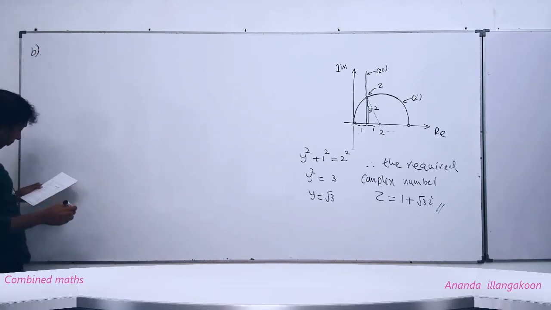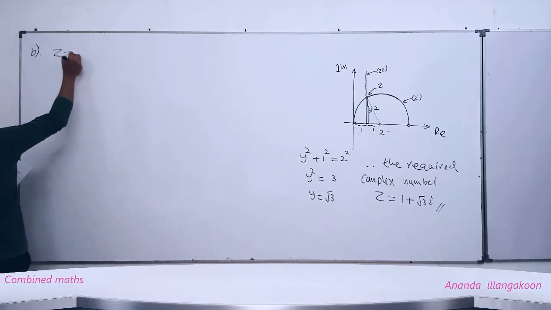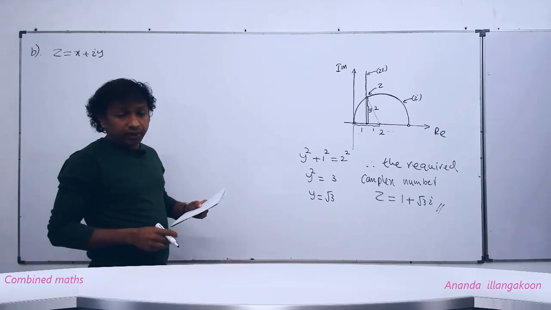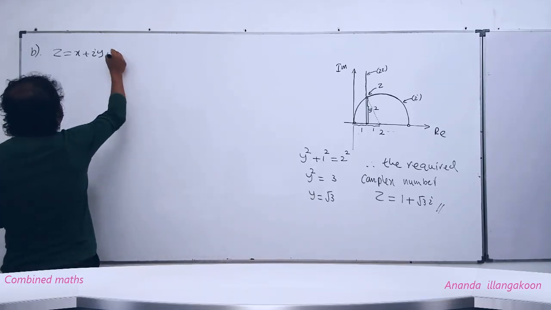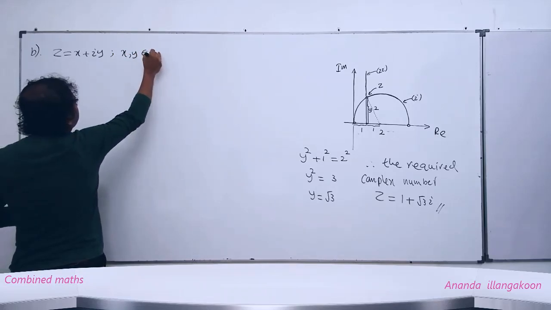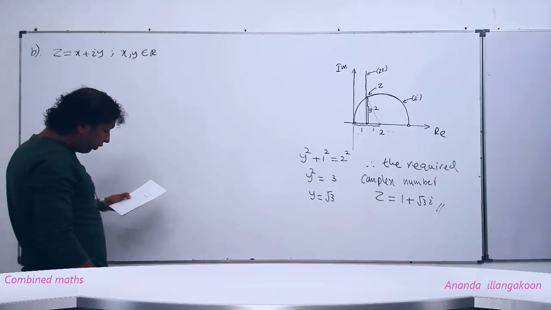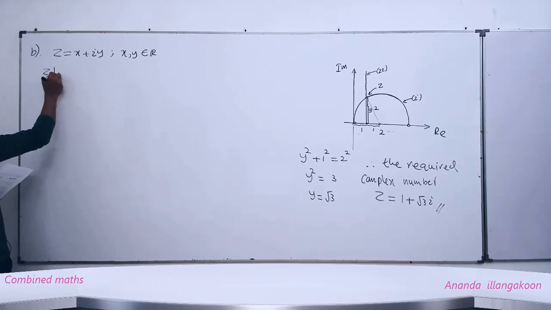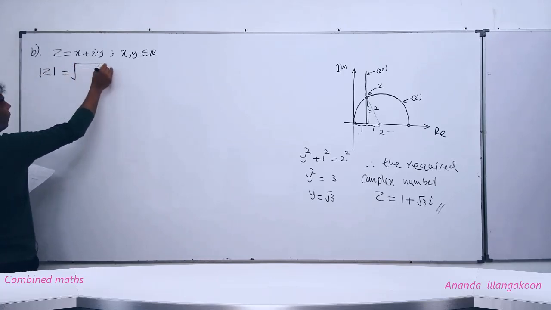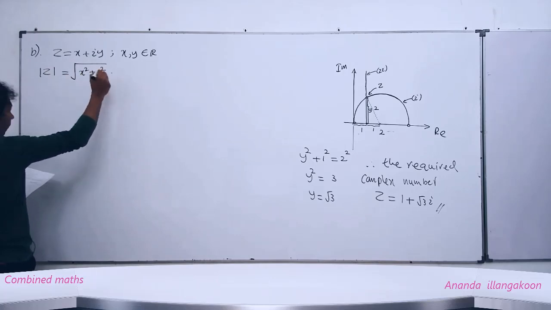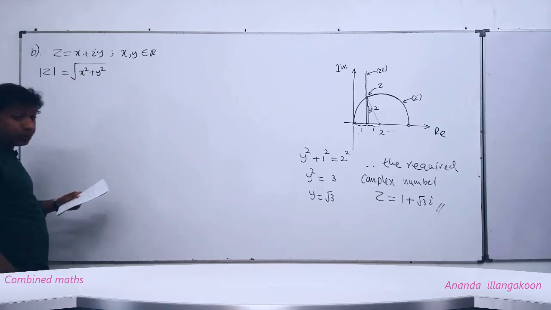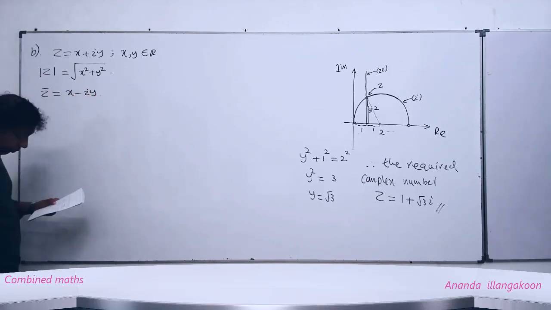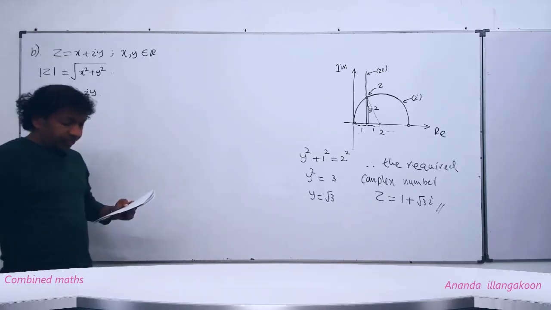Part B is this. Z equals x plus iy be a complex number. X and y are real numbers. Define the modulus of Z. What is it? This, no, people. Its modulus is this, no? Square root of x squared plus y squared, right? And the complex conjugate, Z bar going to be, people, x minus iy. Show that mod Z squared equals Z times Z bar, right?